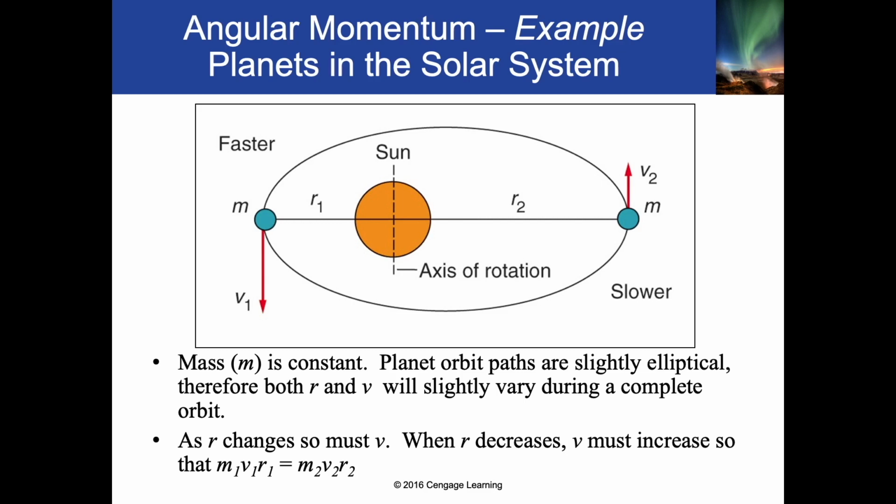The planet's orbits are slightly elliptical. Therefore, both r and v will slightly vary during the orbit, right? As r changes, so must v. So when r decreases, v must increase. And so when you put it all together, going fast over here for a shorter distance equals going slower over here at a longer distance, and the masses stay the same. Isn't that crazy?